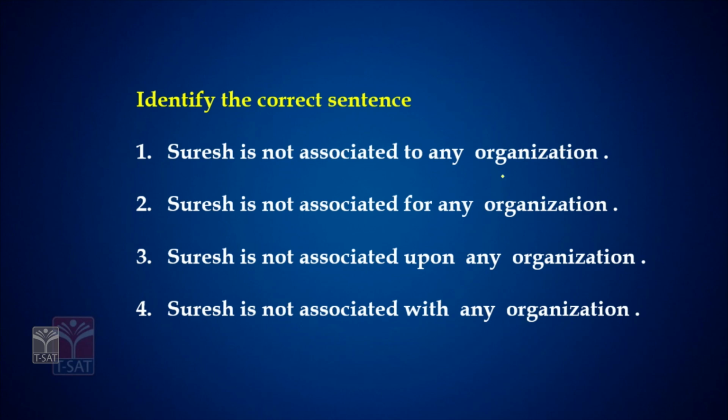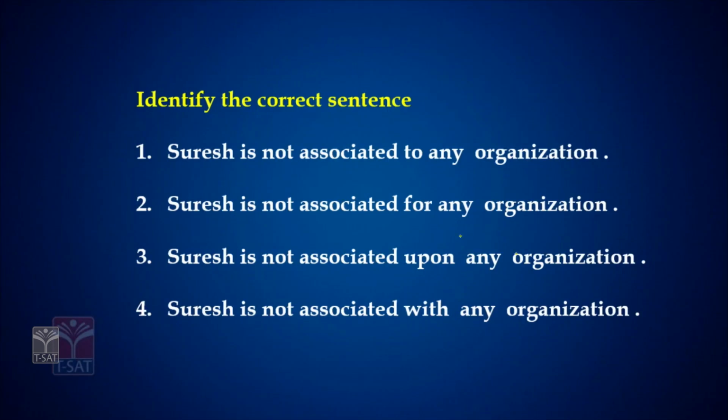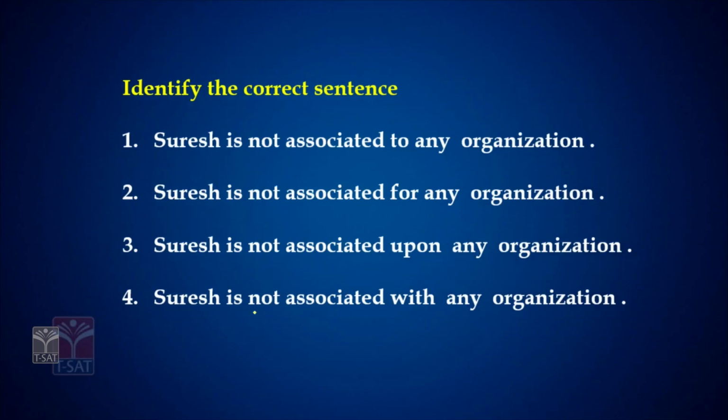Suresh is not associated to any organization. Suresh is not associated for any organization. Suresh is not associated upon any organization. Suresh is not associated with any organization. So in English, some words are fixed. Some words always take some prepositions. If you say associate, it generally takes the preposition with. So in this case, Suresh is not associated with any organization is the correct sentence.